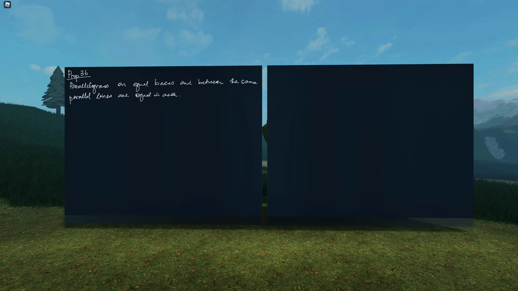Recall the last proposition was almost exactly the same. It was two parallelograms on the same base. Actually, this essentially says they don't have to be the same base. They just have to be bases of equal length. So let's draw the diagram. I'm going to make it a little bit smaller. Maybe this is too small, but we'll see.